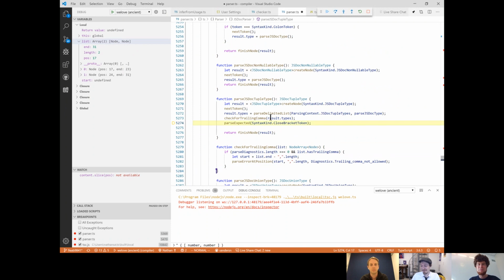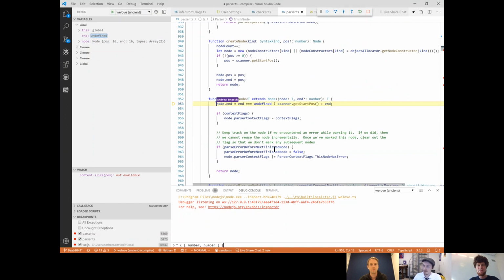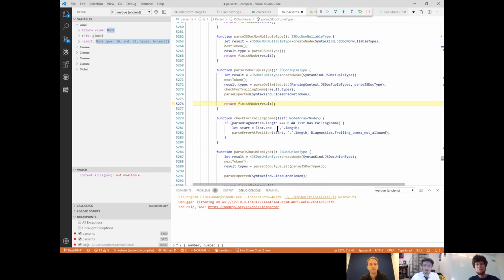because this is now. Okay, so as of this point, we've made it past bracket number comma number, and we're looking for this final close bracket token, which we find, and then we call finish node. And finish node is just sort of some setup stuff. There's some flags you might set. It's not super interesting. It sort of gets into the nitty gritty of positioning and so on. But that's the basic structure of a parser function.